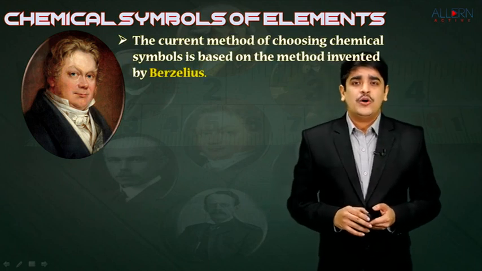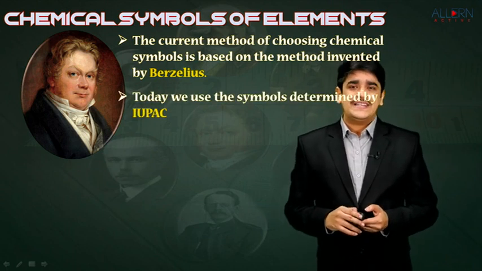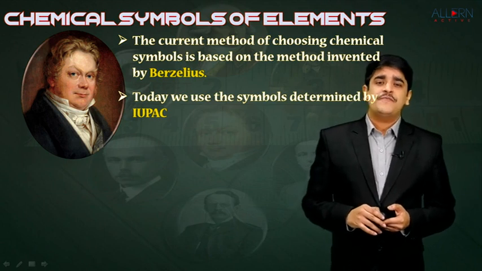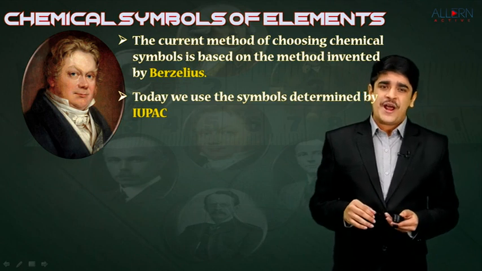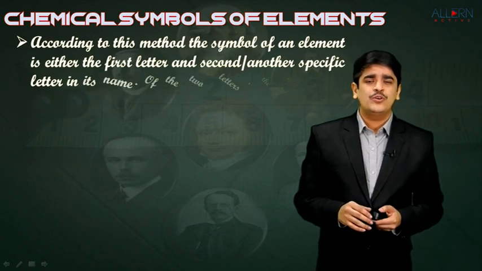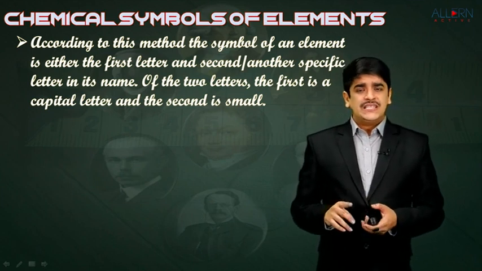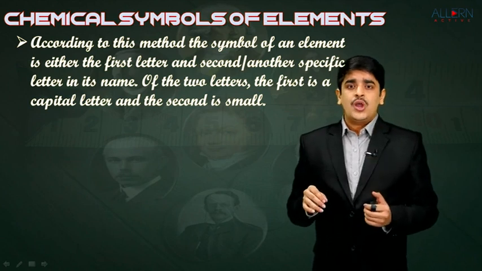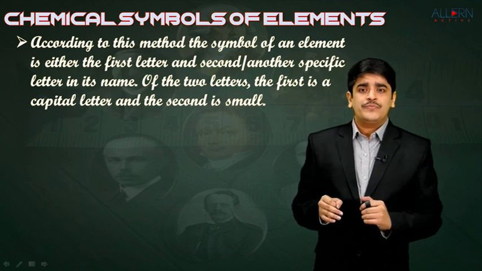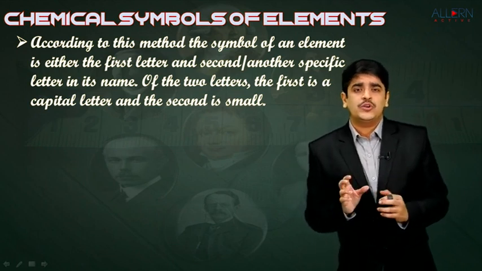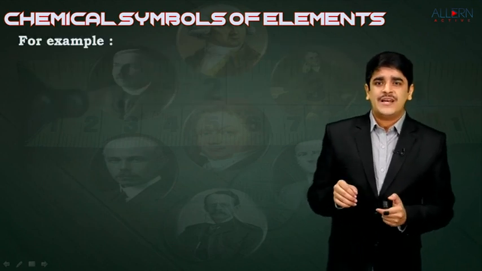The current method of choosing the chemical symbols is based on the method which was invented by the scientist Berzelius. Today we use the symbols which have been determined by IUPAC, the International Union of Pure and Applied Chemistry. Let's have a look at what they are exactly doing. According to this method, the symbol of an element is either the first letter placed in capital, or the first letter along with a second letter from the name. If there are two letters, the first one has to be capital and the second one is going to be small. Let's have examples for the same.